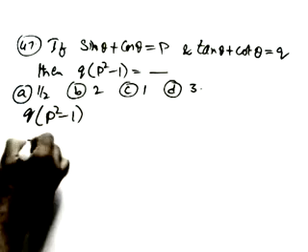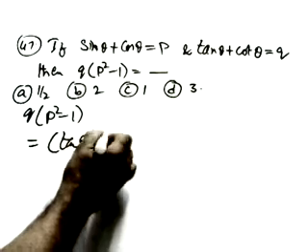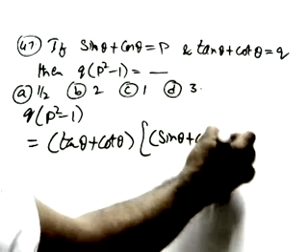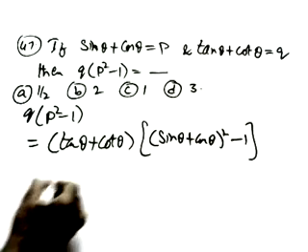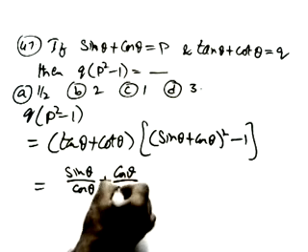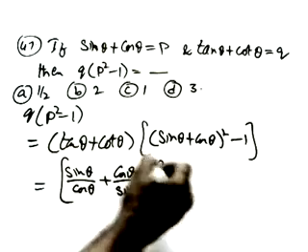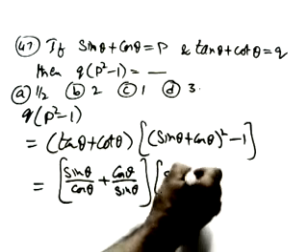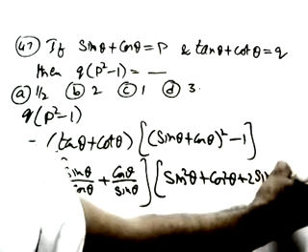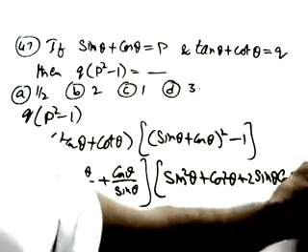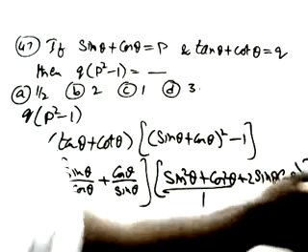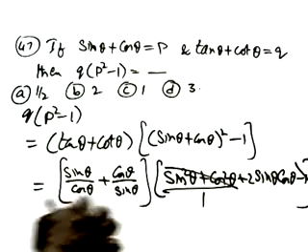What is q here? We find q into p square minus 1 equals, q is tan theta plus cot theta, into p square means (sin theta plus cos theta) whole square, minus 1. So what is tan theta? Tan theta is sin by cos theta, plus cot theta is cos theta by sin theta. Now see here, this is (a plus b) whole square. We know (a plus b) whole square is a square plus b square plus 2ab, so 2 sin theta cos theta. And this is minus 1. Now see here, sin square theta plus cos square theta is 1. 1 minus 1 will get cancelled.